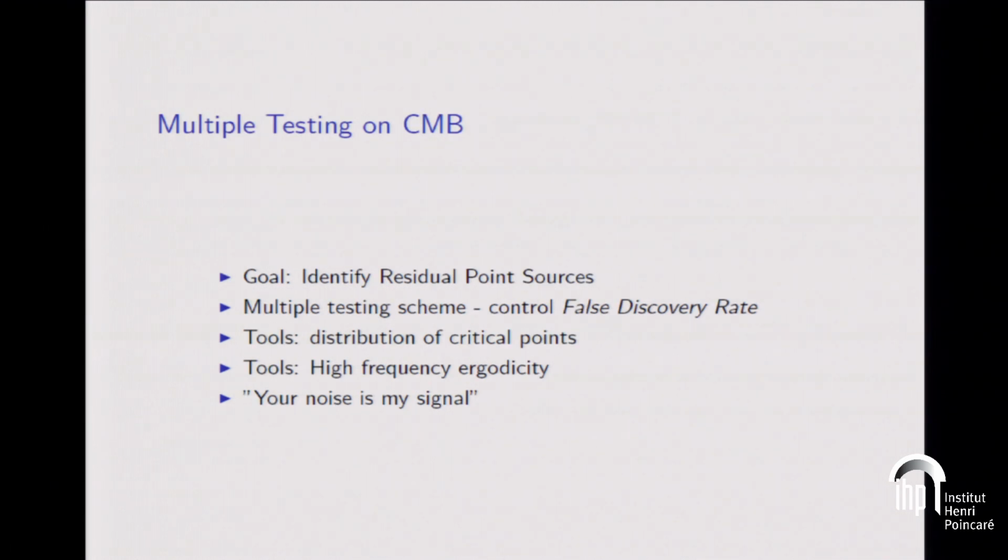Now, more precisely about multiple testing in CMB. We want to find residual point sources, that's clear. We want to implement a multiple testing scheme, to try to address this problem that I've been mentioning, the fact that you run hundreds or thousands of tests at the same time.